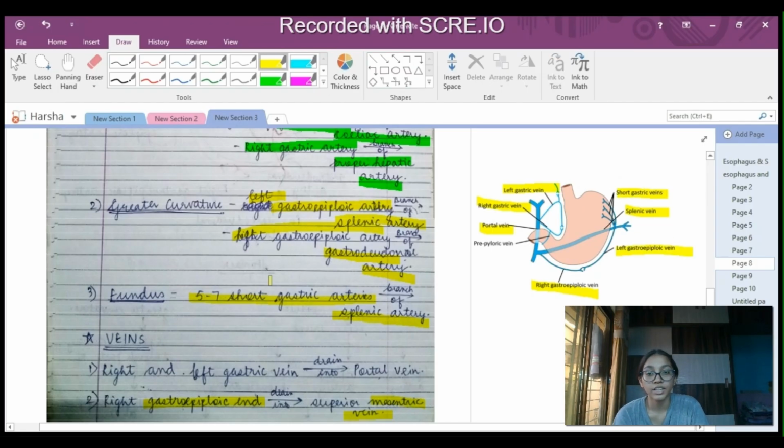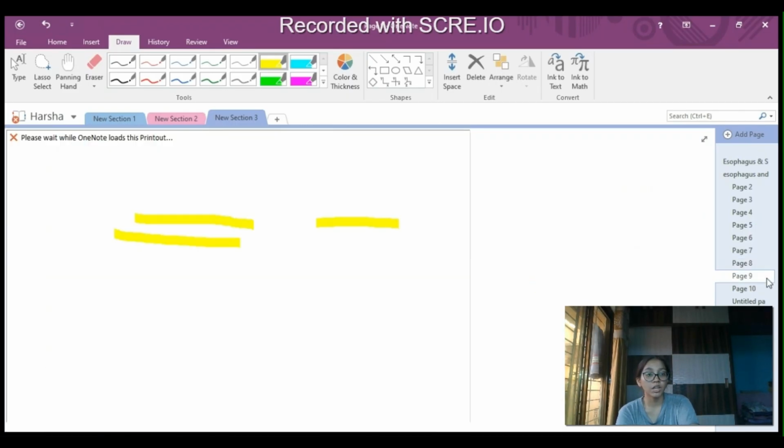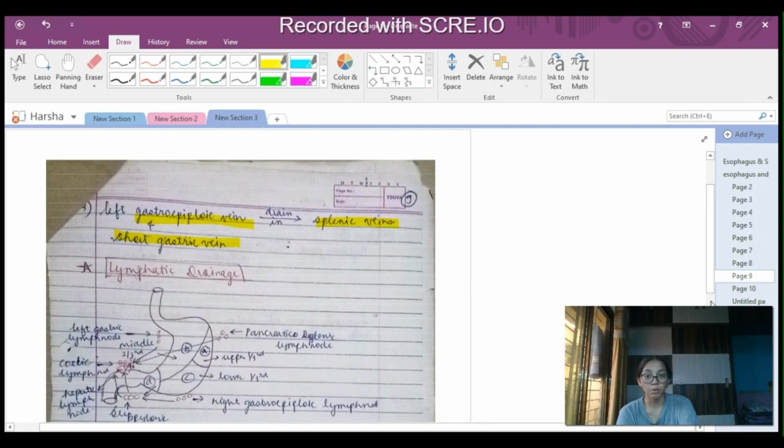So the right and left gastric veins drain into the portal vein. The right gastroepiploic vein drains into the superior mesenteric vein, whereas the left gastroepiploic vein and the short gastric veins will drain into the splenic vein. So this is about the arterial supply and the venous supply, in short the blood supply of the stomach.